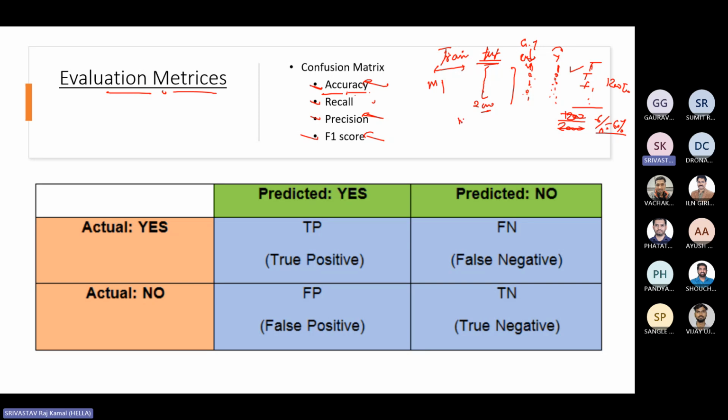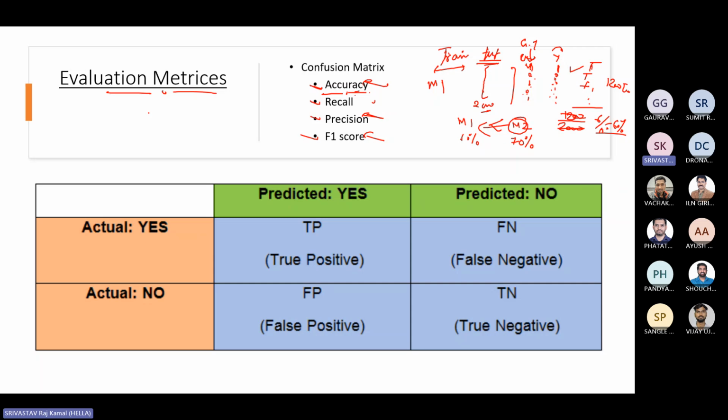So we could have model 1 with 60% accuracy, and model 2 with 70% accuracy. Based on accuracy, we can say model 2 is better than M1. So this is one case. I think accuracy is pretty much clear to everyone.